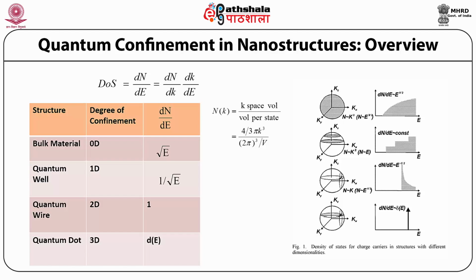Now if we have a bulk material, then there is 0D degree of confinement and dn by dE is root E. For quantum well it is 1D and dn by dE is 1 by root E. For quantum wire it is 2D and dn by dE is 1. For a quantum dot we have 3D and dn by dE is given by delta E.